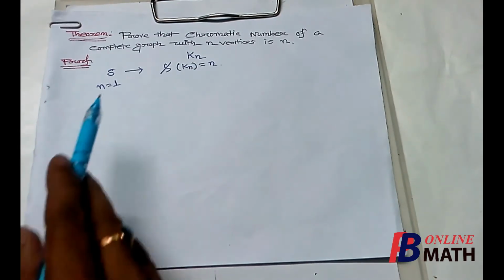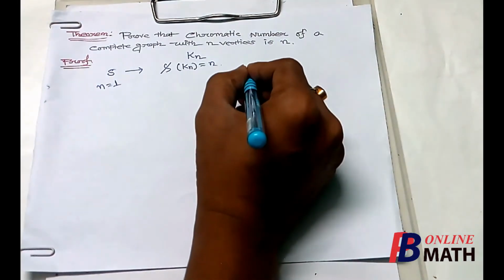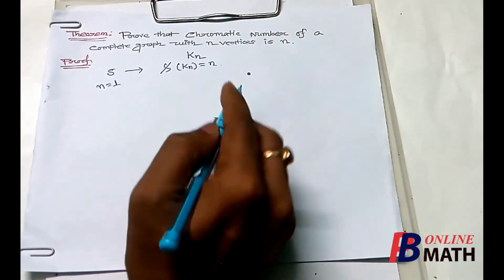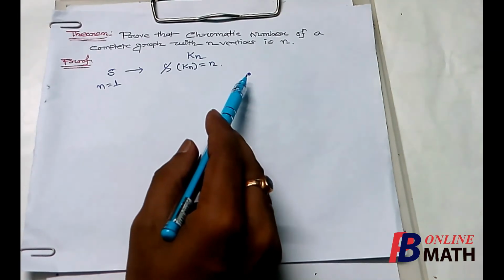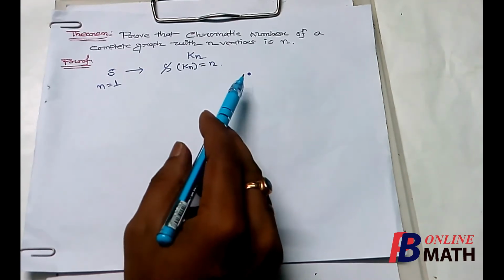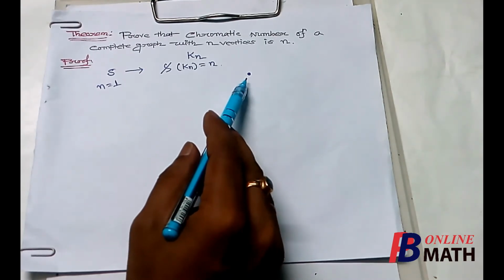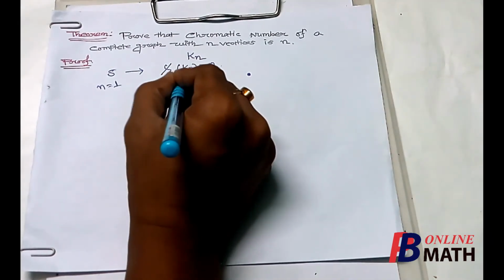First we assume that n equals 1, that is, the number of vertices is 1. If we consider a graph with only one vertex, then this graph has one vertex and no edge. So we can color this vertex by any color. Only one color is required to color this graph. So it is easy to note that the chromatic number of K1 is 1.